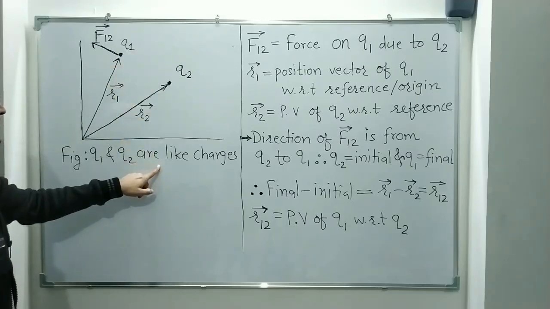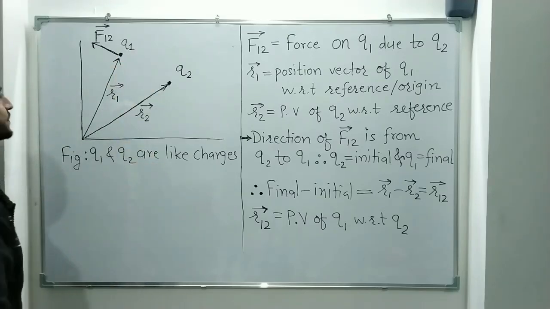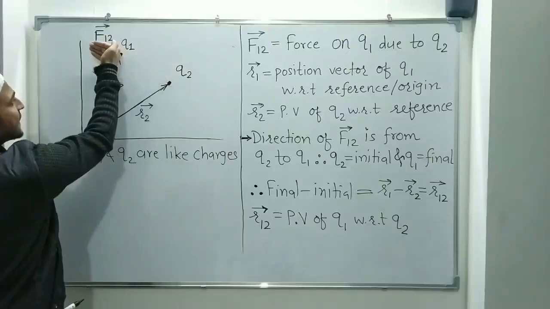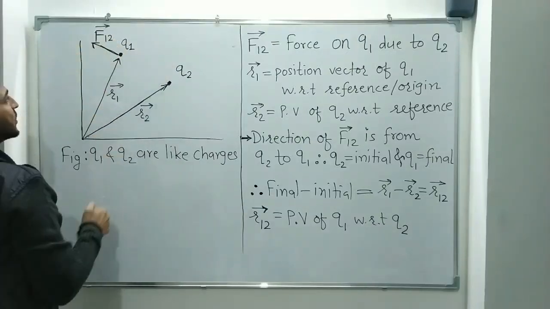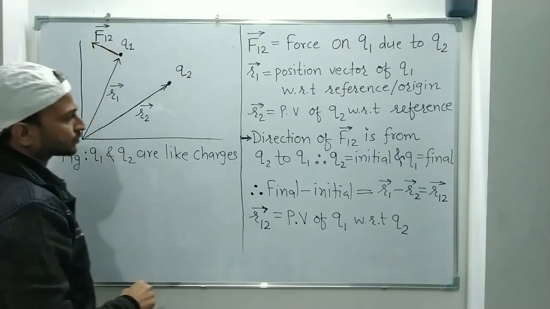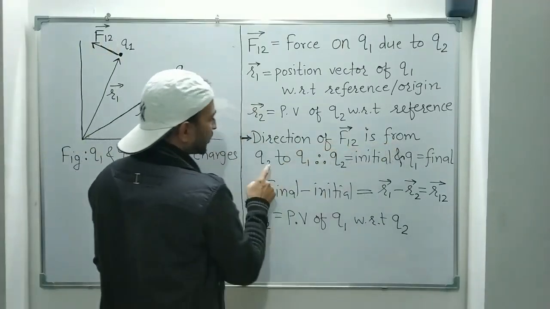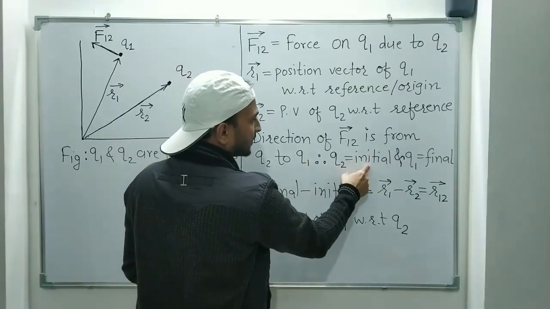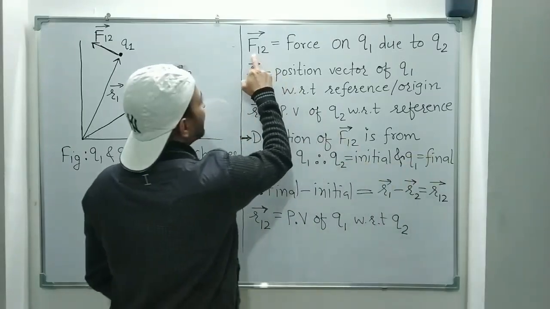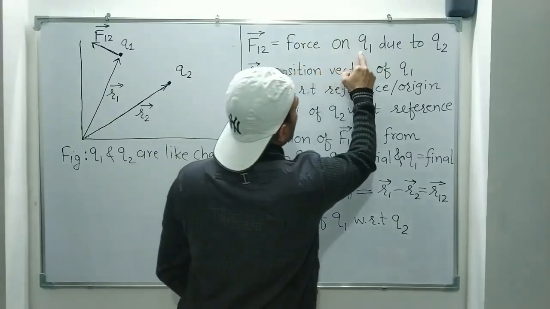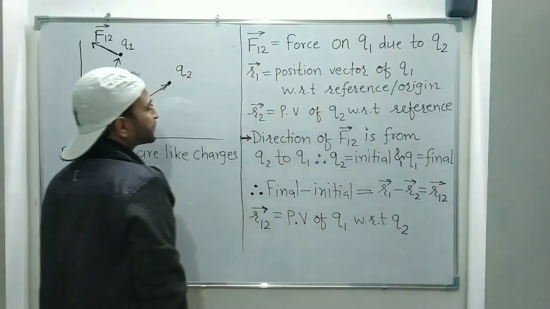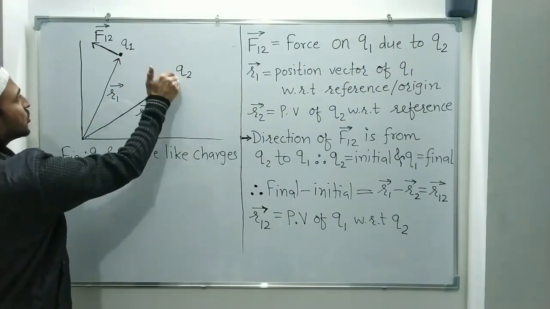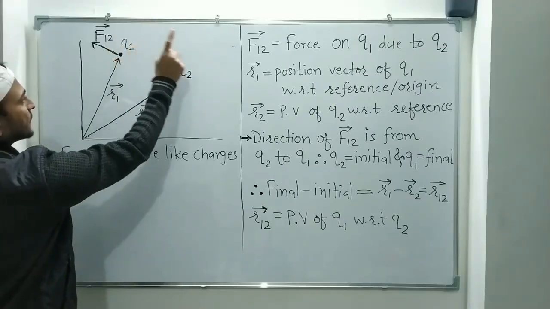Both the charges are like, that is why both will repel. Now Q2 repels Q1 in this direction. So the direction of F12 is from Q2 towards Q1. Q2 is initial, Q1 is final. F12 is the force on Q1 due to Q2. So this force goes from Q2 to Q1. This is final, this is initial.